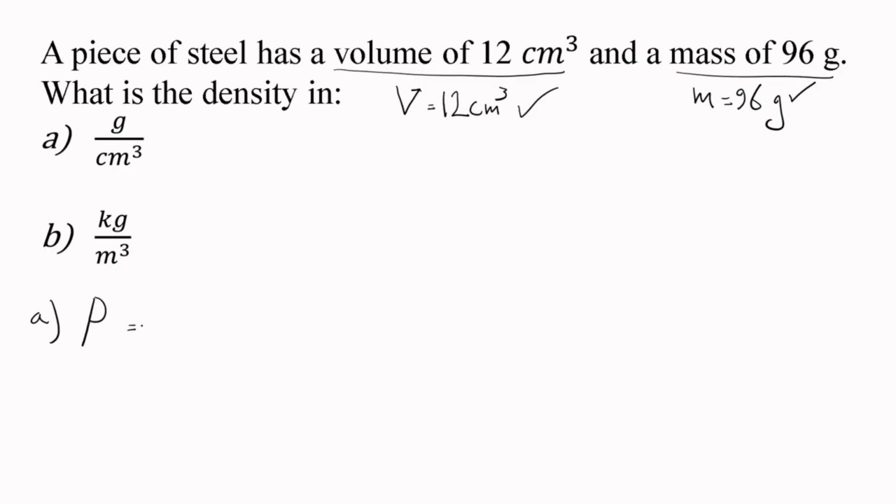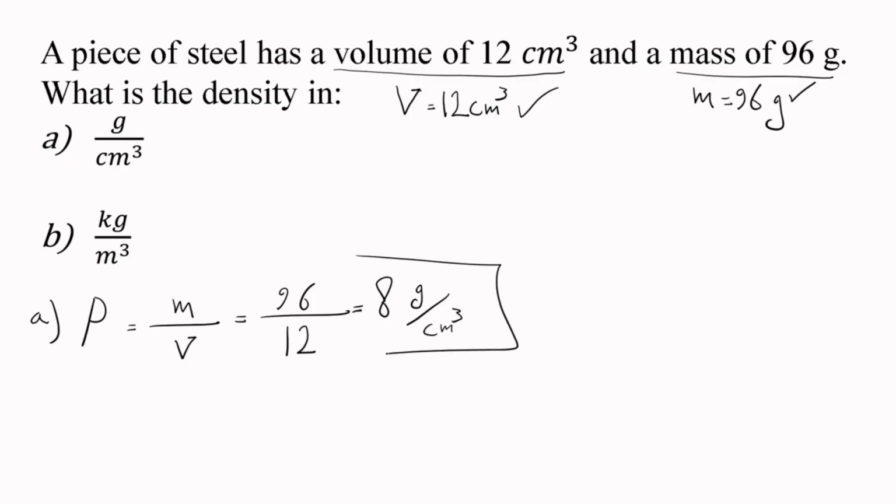Rho is gonna be equal to m over v. I have m, which is 96, and I have volume, which is 12. So the answer is gonna be 8, and the unit is gonna be gram per cubic centimeters. This is the answer of the first part.